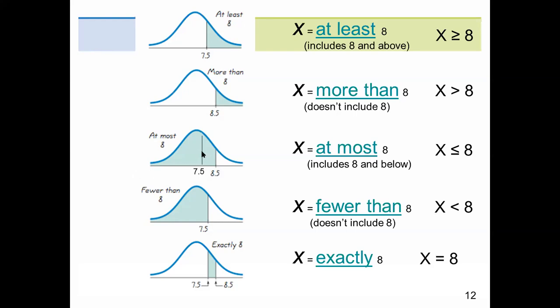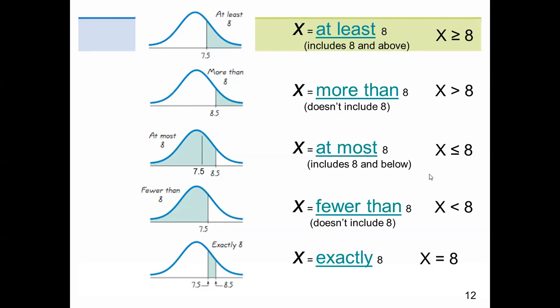If I started at 7.5, I would not include 8. X is fewer than 8. Well, what numbers are fewer than 8? 7 and 6 and so forth. Fewer than 8 does not include 8. So I couldn't start here at 8.5 and go to my left because I would go right over the 8.